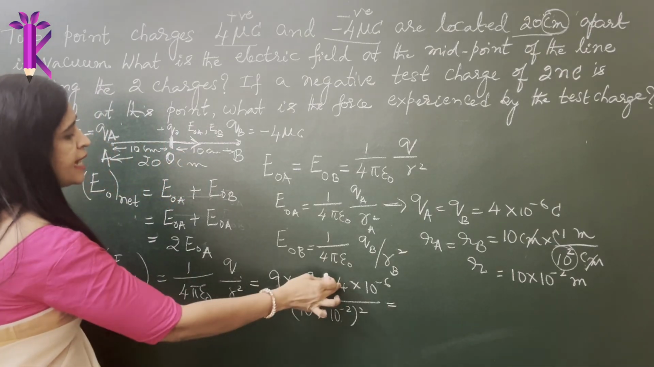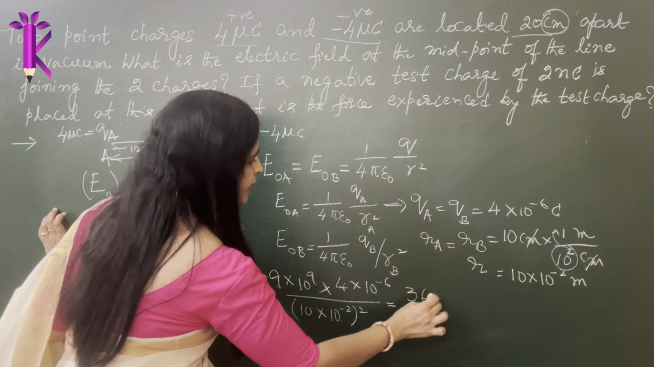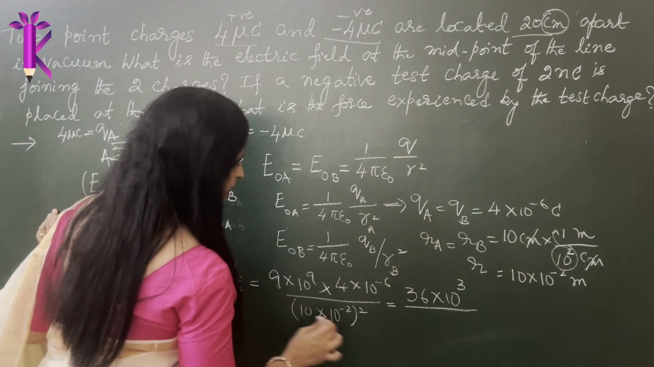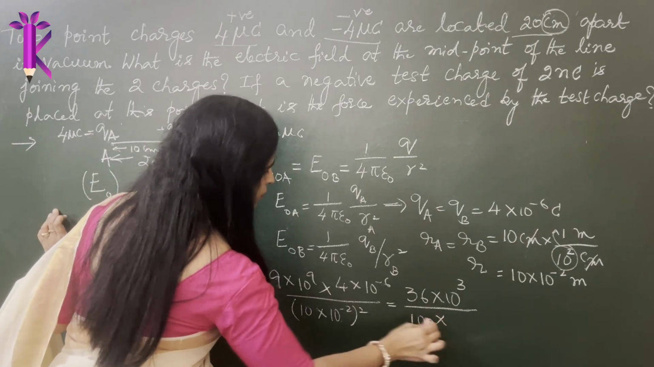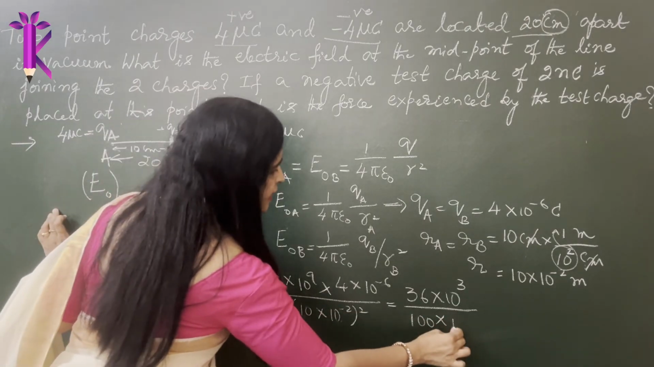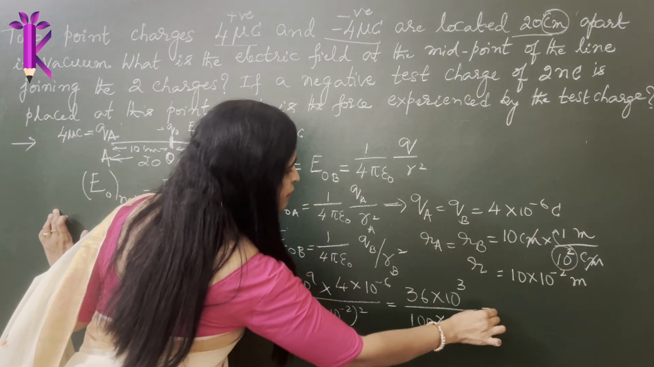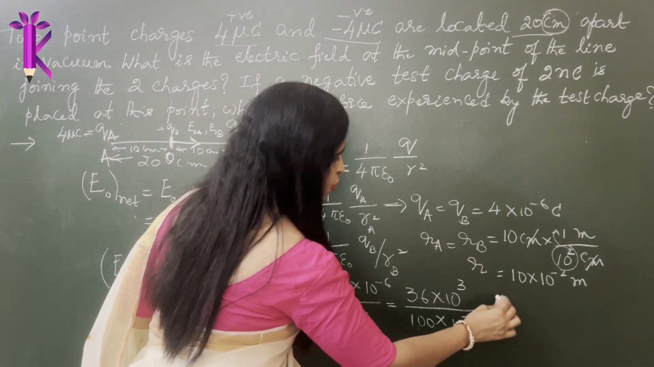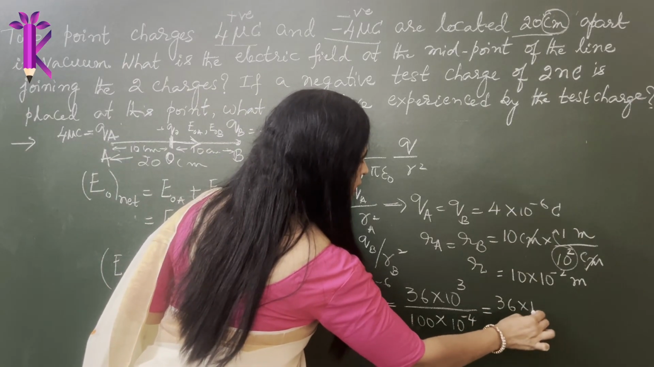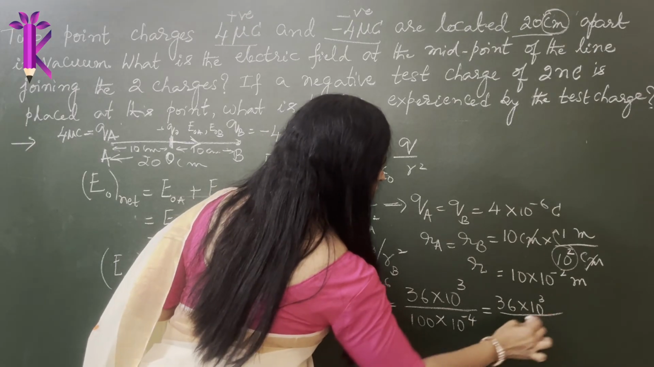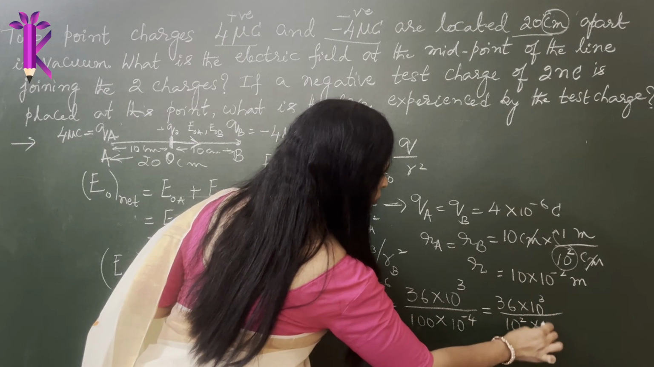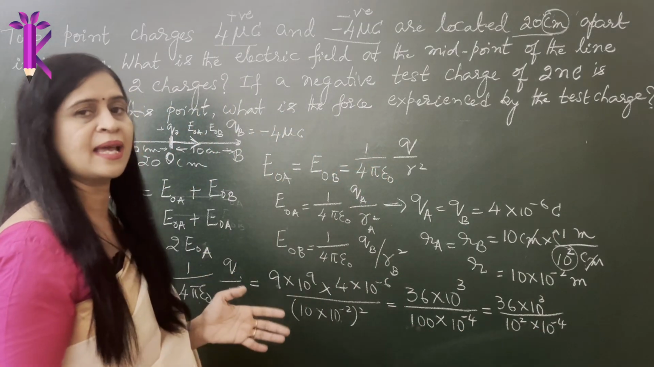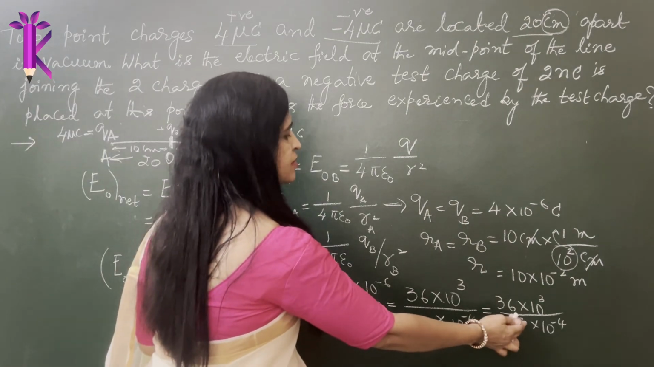So this can be written as 9 times 4 is 36, again 10 to the power of 9 minus 6, which is 3, whole divided by 10 square, which is 100, into 10 to the power of minus 2 whole square, which is 10 to the power of minus 4. Let's simplify the powers. 100 can be written as 10 to the power of plus 2. So 36 into 10 power 3, whole divided by 10 square into 10 to the power of minus 4. You have plus 2 and minus 4. Bases are the same, powers can be added. So here it becomes 10 power minus 2.